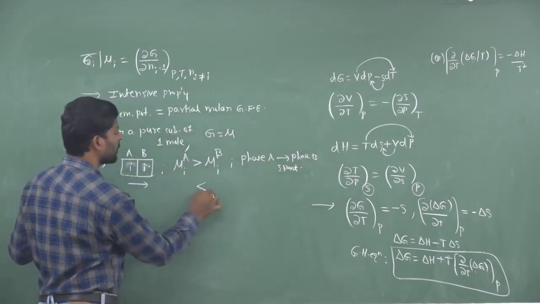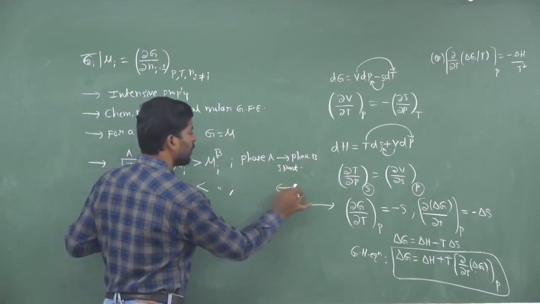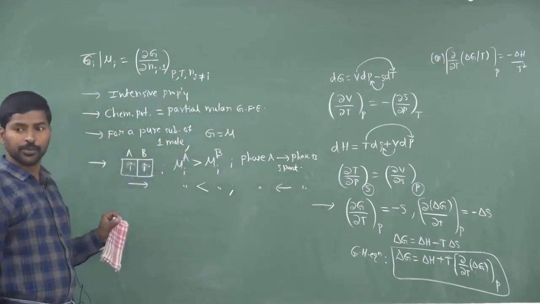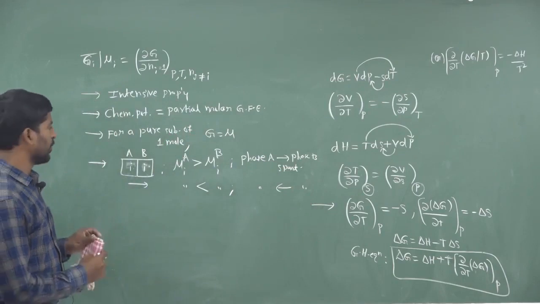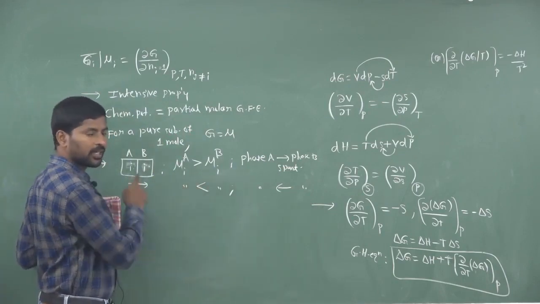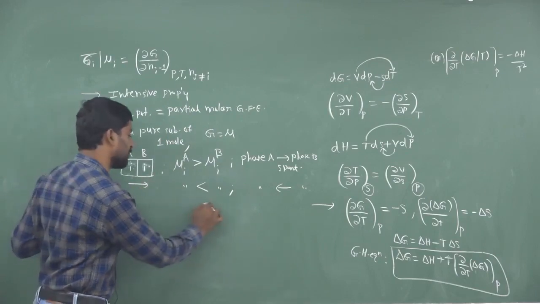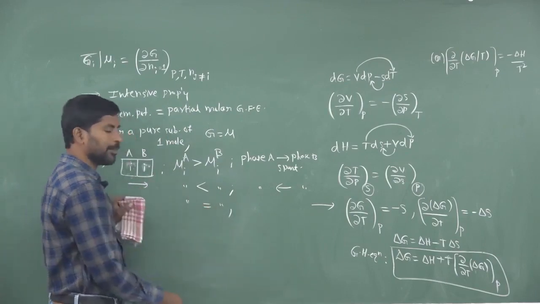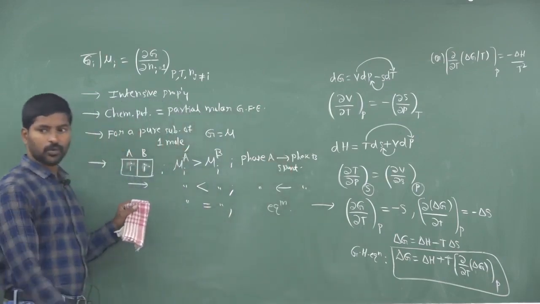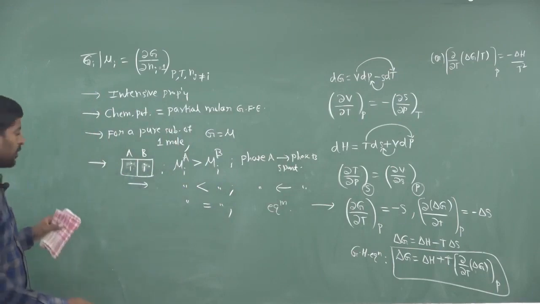If the chemical potential in phase B is more, matter transfer takes place from phase B to phase A spontaneously. If chemical potentials are the same, then that system is said to be under equilibrium. No transfer of matter from one phase to another phase.